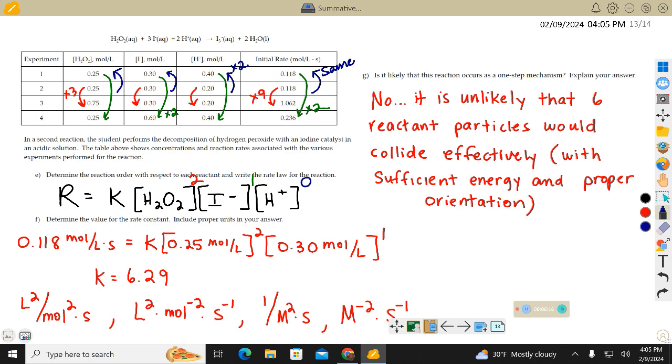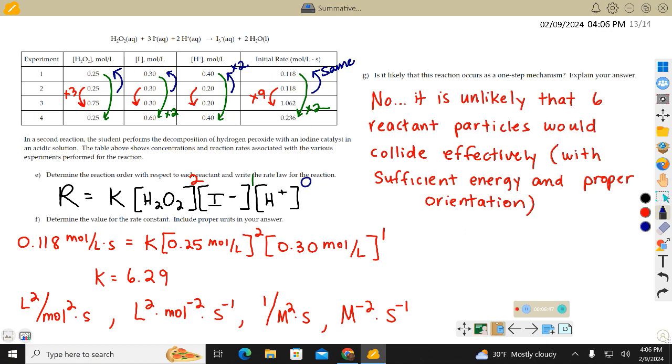In part F, then, you can pick any trial of data, sub in the data from that trial, and solve for the value of k. That should be about 6.29. And then to get the units, I would just algebraically simplify this, and any of those units would have been acceptable. Some kind of liter squared per mole squared seconds, or any version, would be acceptable.